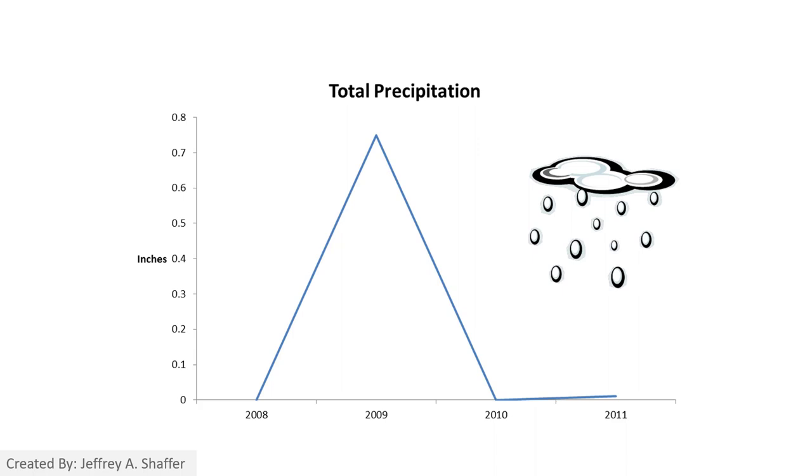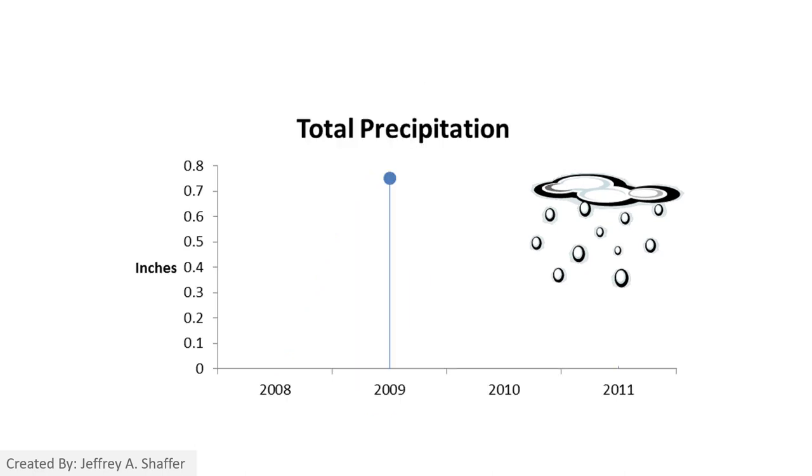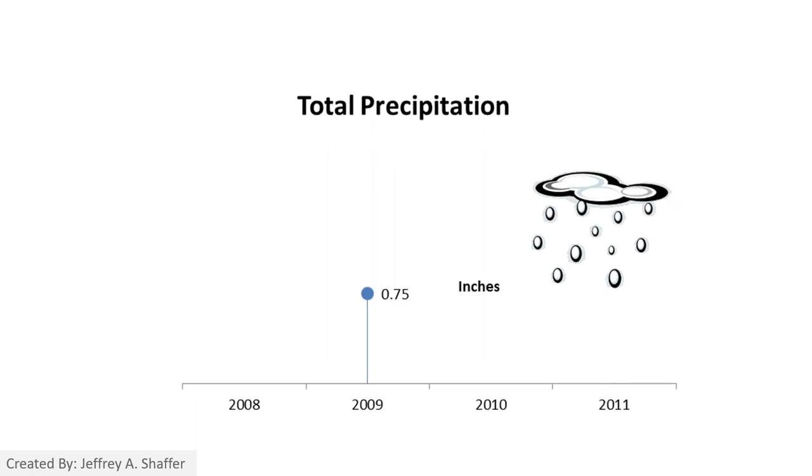This is one example that uses the precipitation, but you can see here it's really unnecessary to use a line chart because there are no rains on the other days except 2009. So probably a lollipop chart will be better. And since there's only one data point, we probably don't even need the y-axis.